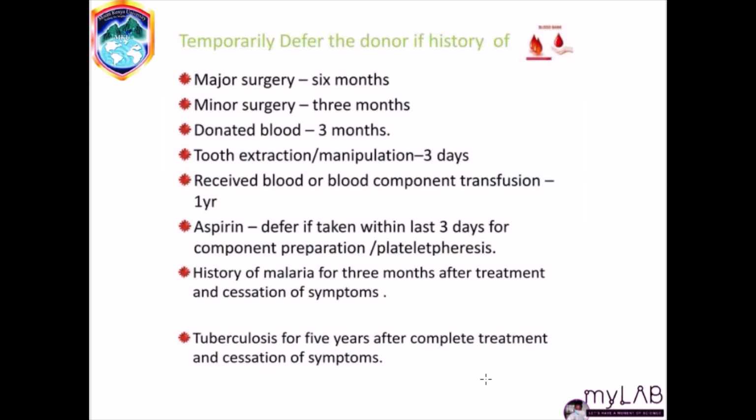Now, there are people who we may not exclude, but we can do what we call temporary defer them, so that they don't give at that particular time, but maybe come in the future. Okay. So if somebody has had a major surgery within the last 6 months, ask them to wait. Minor surgery within 3 months, also ask them to wait. Donated blood within 3 months, they can also be asked to wait, especially depending on how their vitals come out. Tooth extractions or any manipulation of dental, they can also be deferred.